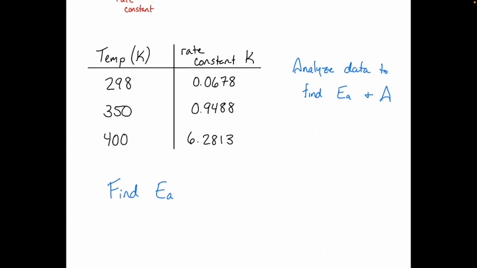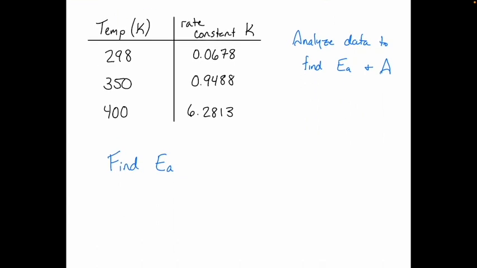Remember last time we played this game where we took the ratio of two data points because that allowed us to cancel out something that we don't know. We're going to play that exact same game here. To find EA, we're going to take the ratio of the Arrhenius equation for two data points.